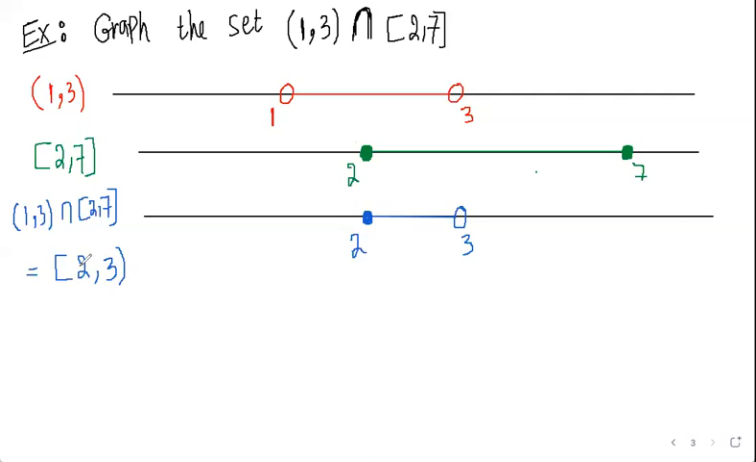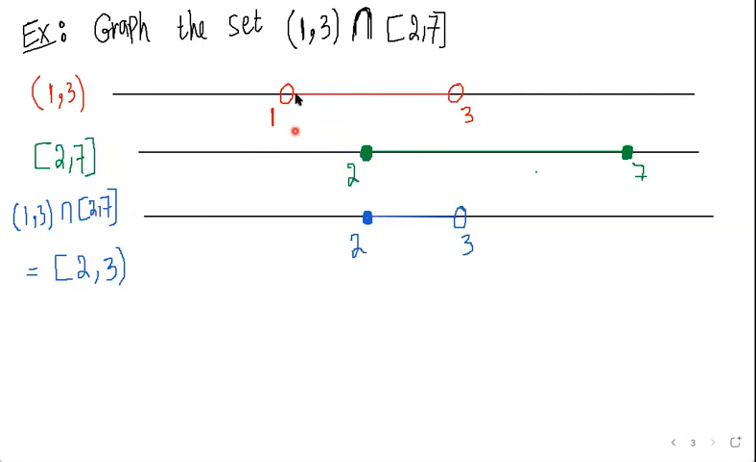I don't understand. Okay, let me explain it again. The interval from 1 to 3, I explained this before. And the interval from 2 to 7 has a closed circle at 2 and a closed circle at 7. The 2 will be in the middle between 1 and 3, and the 7 is greater than 3, so the 7 will be here. Now the question asks, what is the intersection between the two intervals? We're looking for the common part between the two lines.